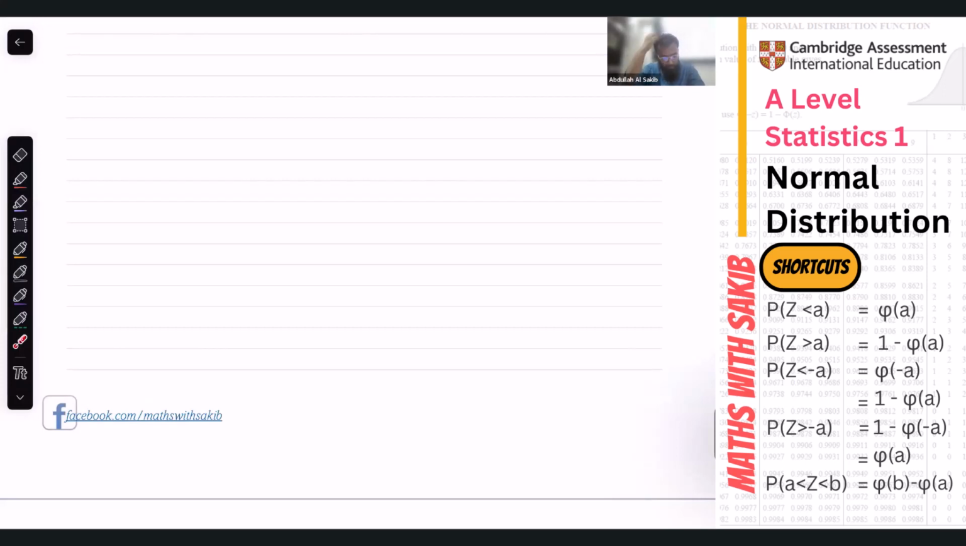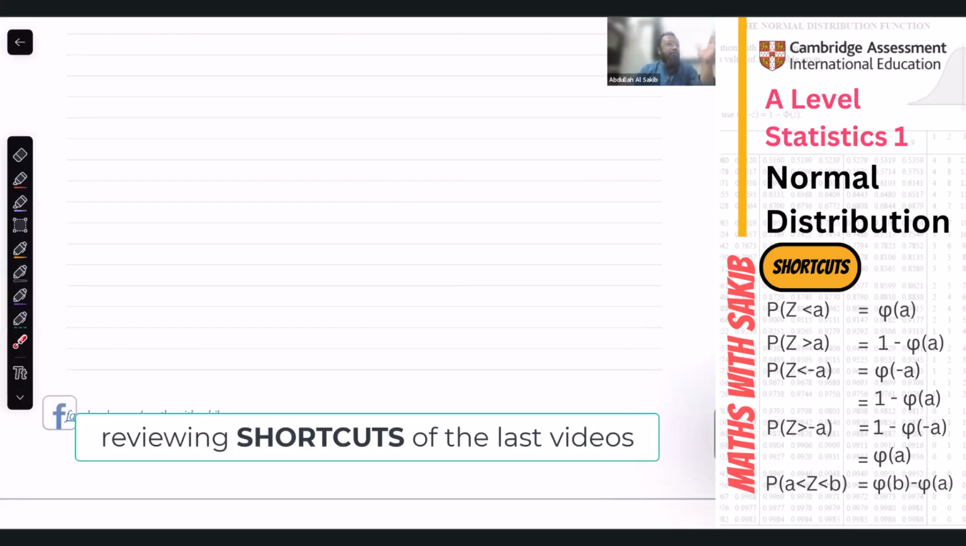Let's start. So we learned 5 formulas, 5 shortcuts in the last class. So let's review the shortcuts. Number 1, probability of Z is less than A, we can write phi A. Number 2, probability of Z is more than A, so we can write 1 minus phi A.